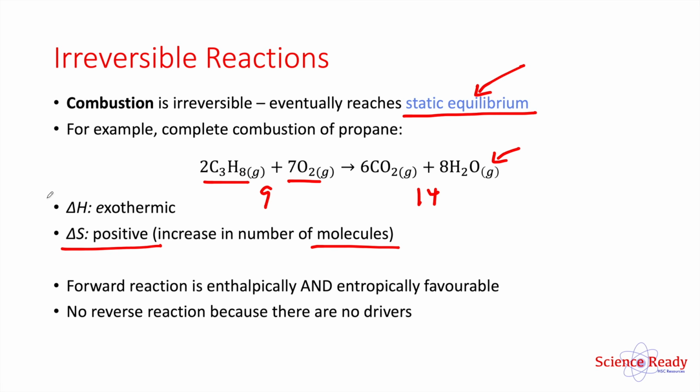As you can see from both the enthalpy and entropy, the forward reaction, that is combustion, is both enthalpically and entropically favorable. If you remember what we said earlier, if the forward reaction has both a favorable enthalpy and entropy, then the reverse reaction will have no drivers. Therefore, there will be no reverse reaction.